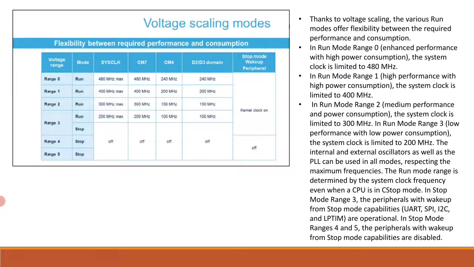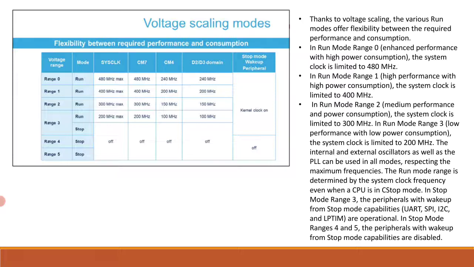The system clock is limited to 480 MHz. In run mode, range 1, that is high performance with high power consumption, the system clock is limited to 400 MHz. You can see in this table. In run mode range 2, medium performance and power consumption, the system clock is limited to 300 MHz. In run mode range 3, low performance with low power consumption, the system clock is limited to 200 MHz.